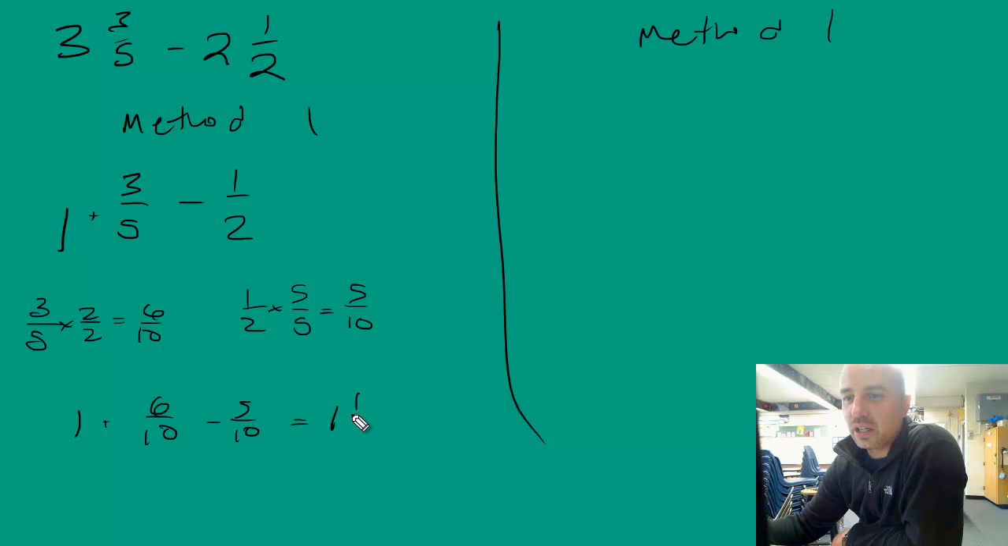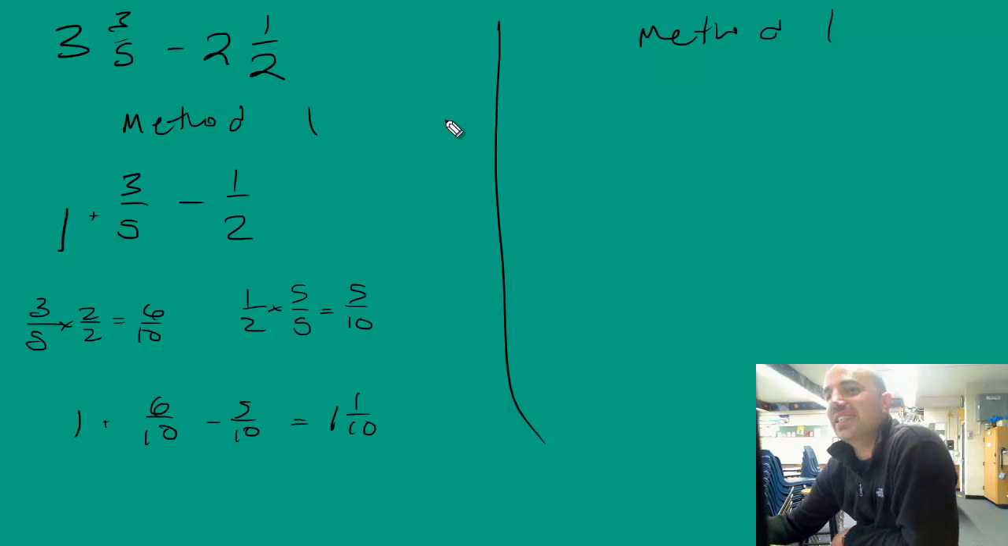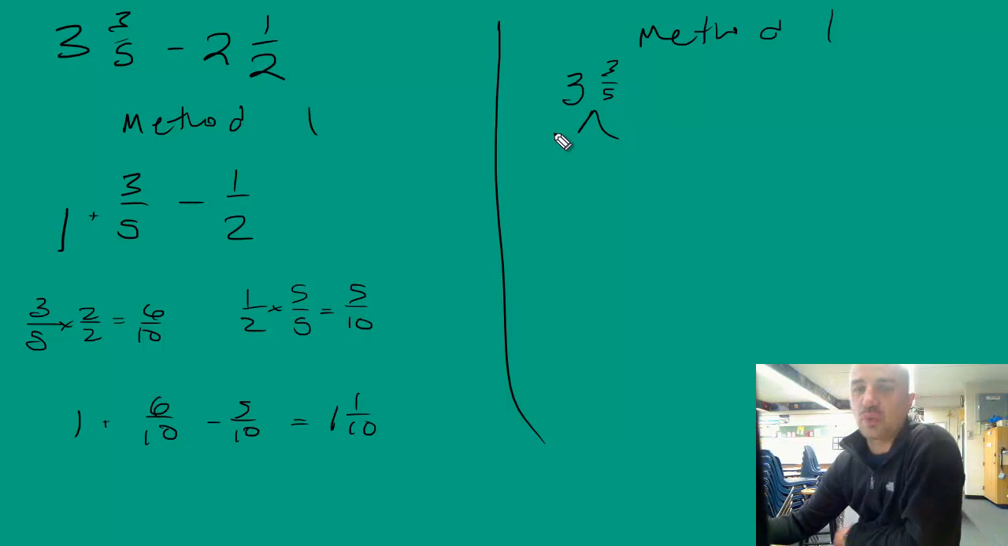So I have 1 and 1/10. If I did that same thing over here, but I did what I used to do, which was the method 2, where I have my 3 3/5, and I split that out, and I know that 3, how many fifths would that be if there's 3 total? Well, 5 fifths would be 1. So that would be 15 fifths would be 3 total. I hope that makes sense.